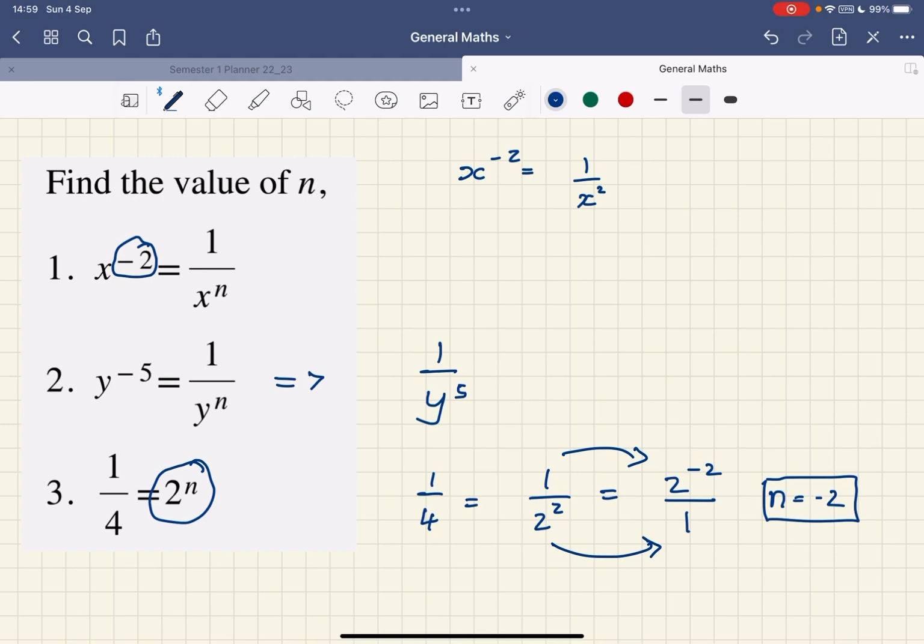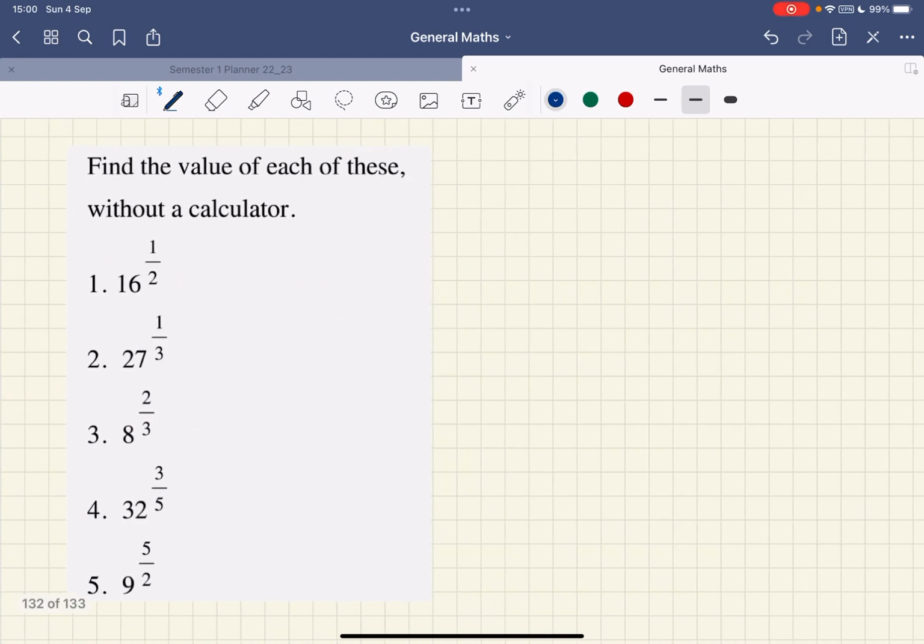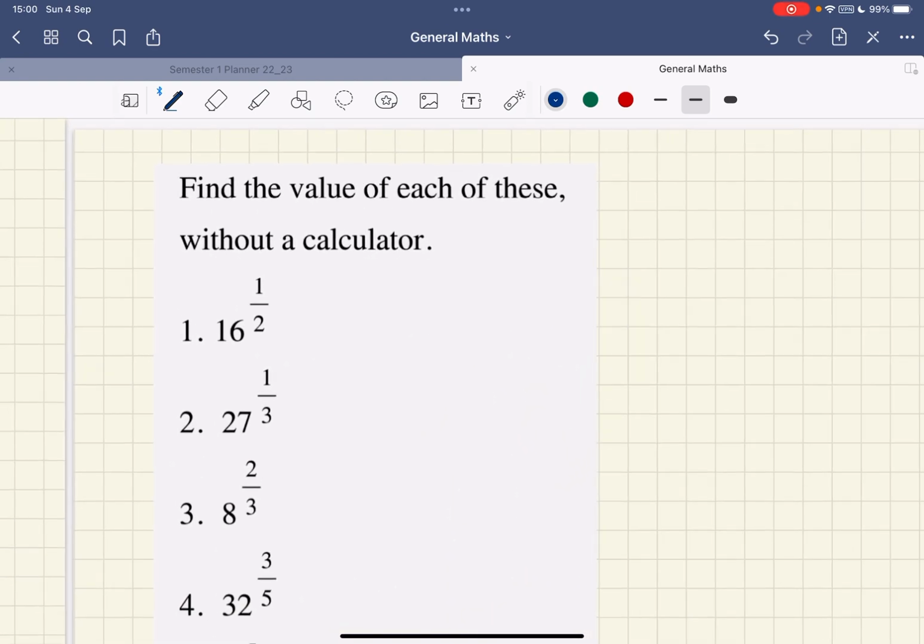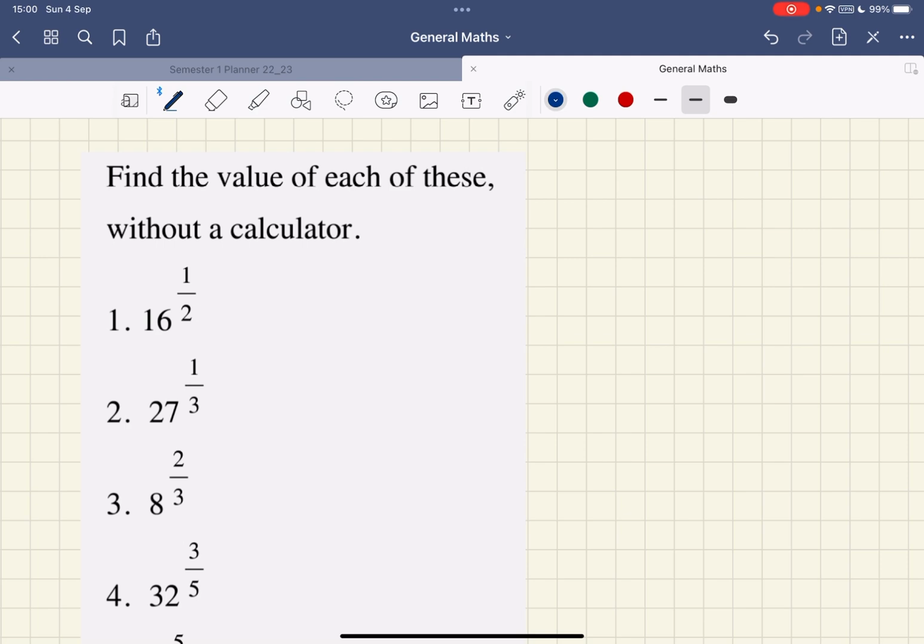Now we're going to have a look at what fractions do when they're in the power. Quick rundown, but basically if you have something to the power of a half, it's the same as taking a square root. And if you have something to the power of a third, that's the cube root. So we're in effect taking the square root of 16, so this one comes out as 4, plus or minus 4.